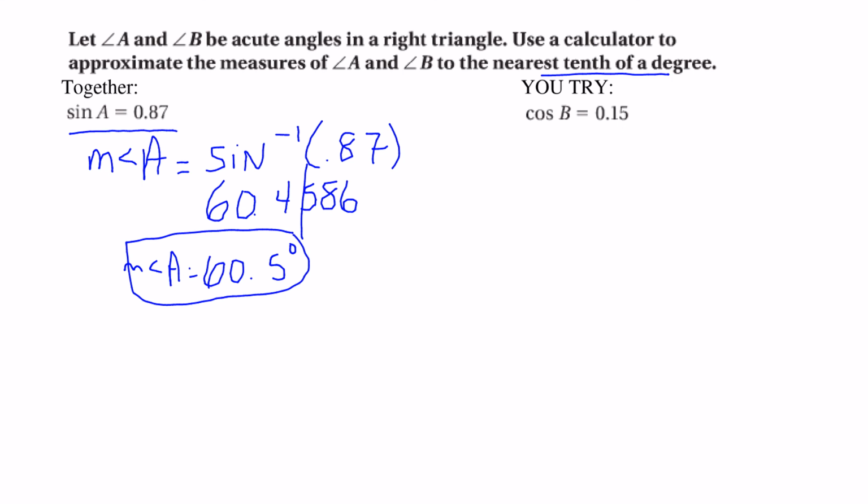Alright, so on this next one, you should have done the measure of angle B equals cosine inverse of 0.15, which then should have given you 81.373 around. So we're cutting off after the 3. So it'd be 81.4 degrees for our measure of angle B.